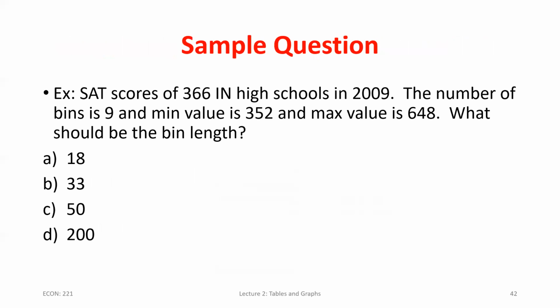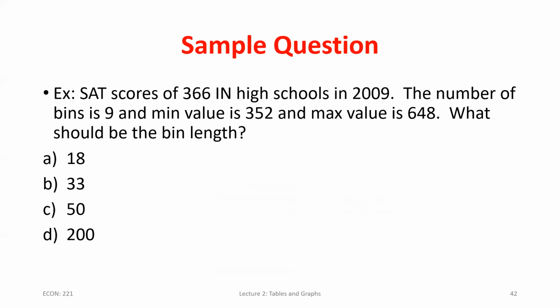All right, so just a quick and easy example. And like I said, we'll do this in Excel on Monday as well. But let's say I have the SAT scores of a bunch of different Indiana high schools, 366. The number of bins I want is 9. The lowest average SAT score is 352.